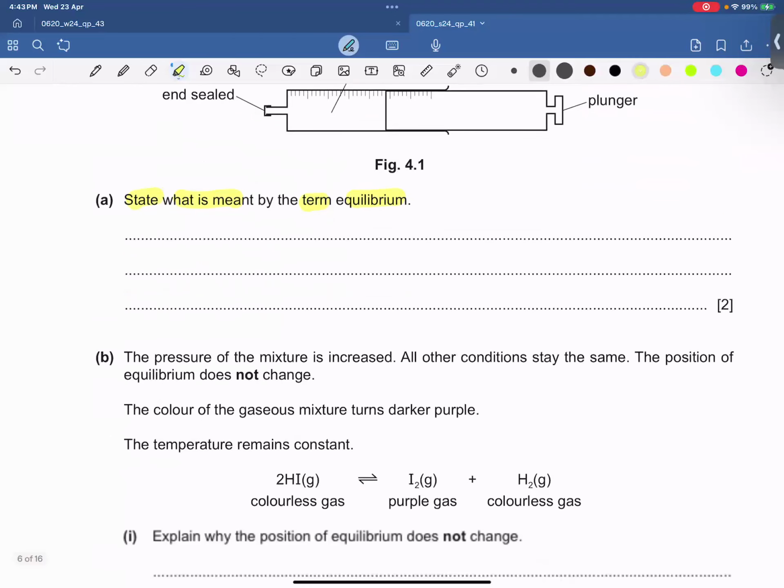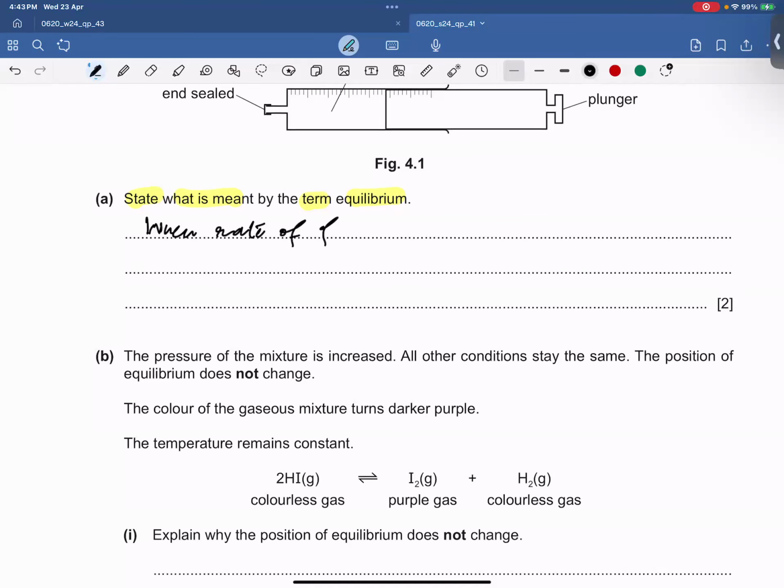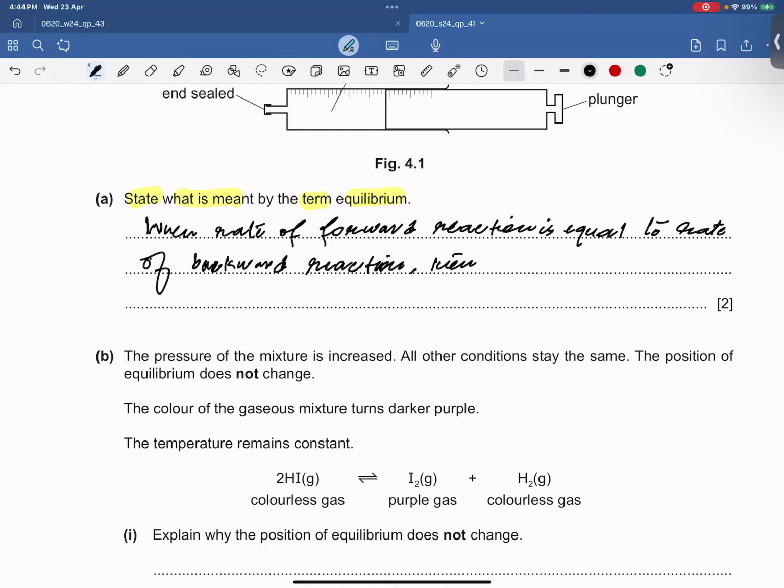When the rate of forward reaction is equal to the rate of backward reaction, then at equilibrium, concentration must be constant.